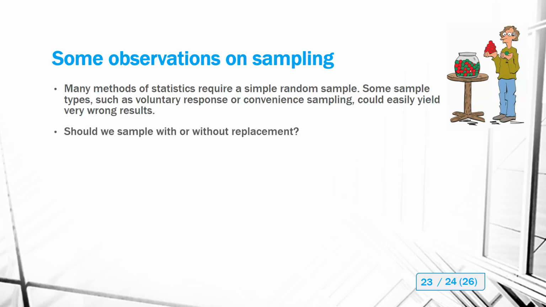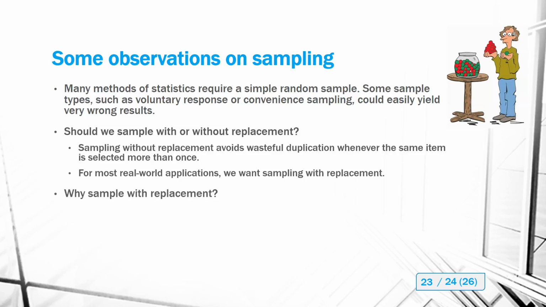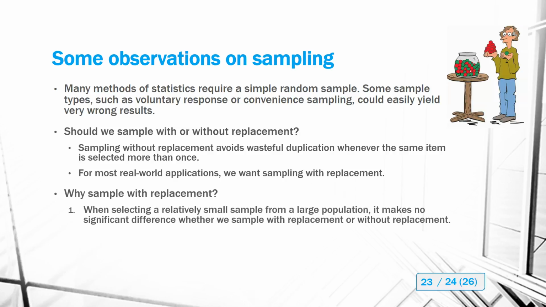But on that note, the question is raised: should we sample with or without replacement? Well, if we sample without replacement, that tends to avoid wasteful duplication, especially when we have the same item that we're selecting more than once. However, for most real-world applications, we want to sample with replacement. If you're wondering why, there's a couple of good reasons. The first is, if your sample size is relatively small with respect to the large population, then it makes no significant difference whether we sample with replacement or without replacement.